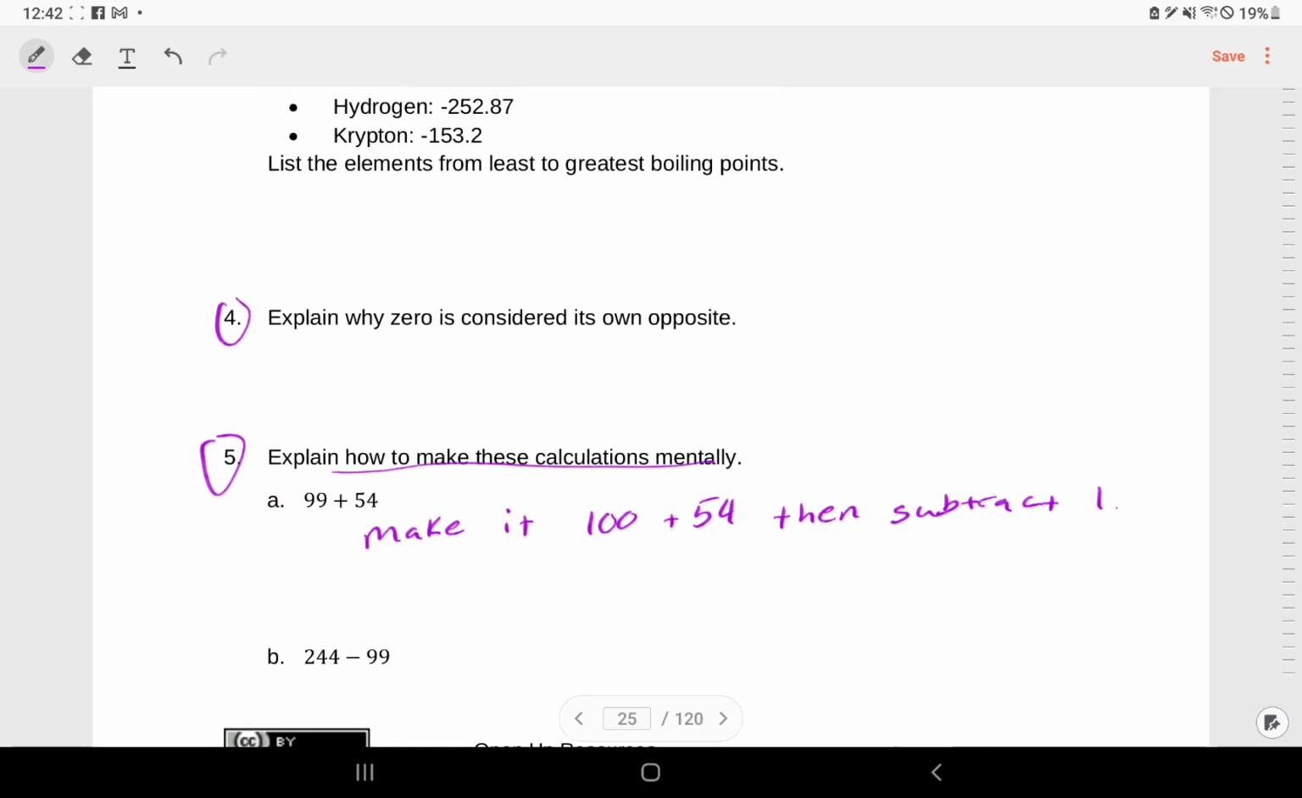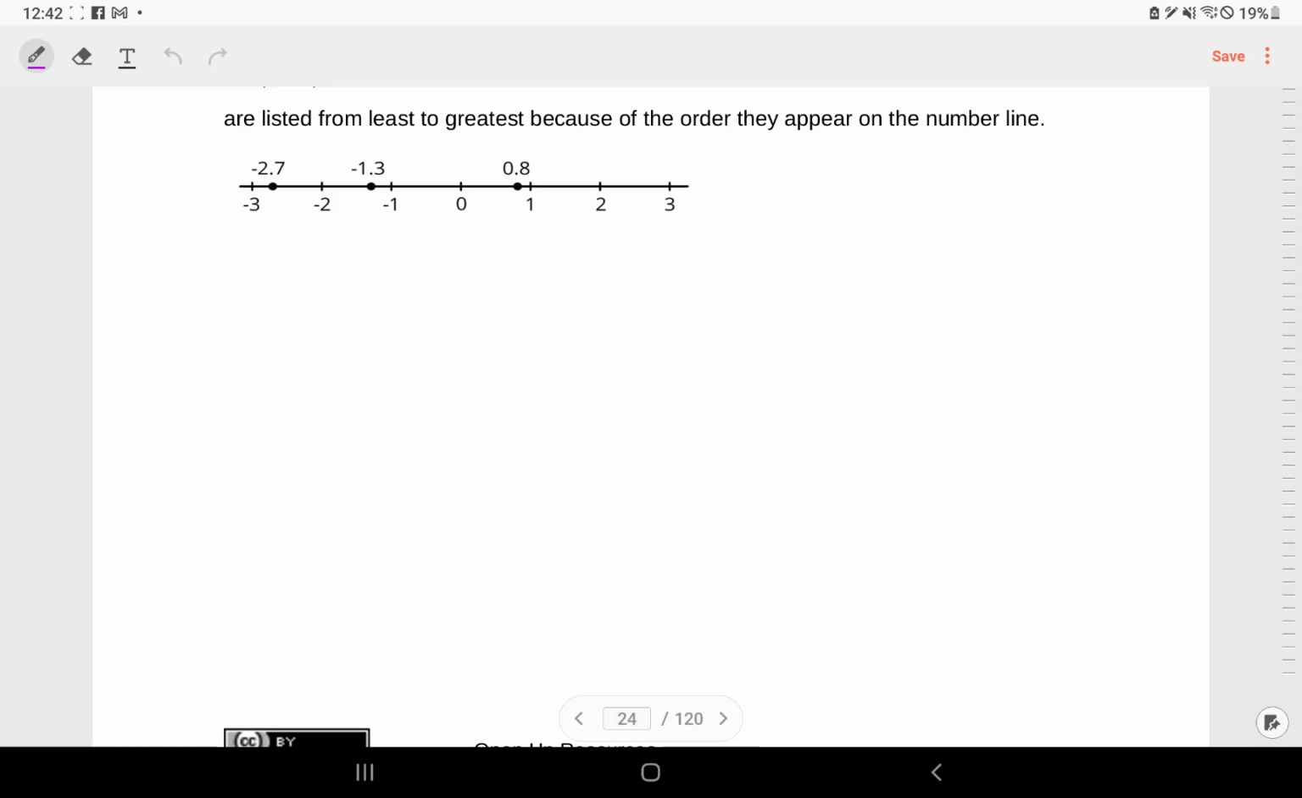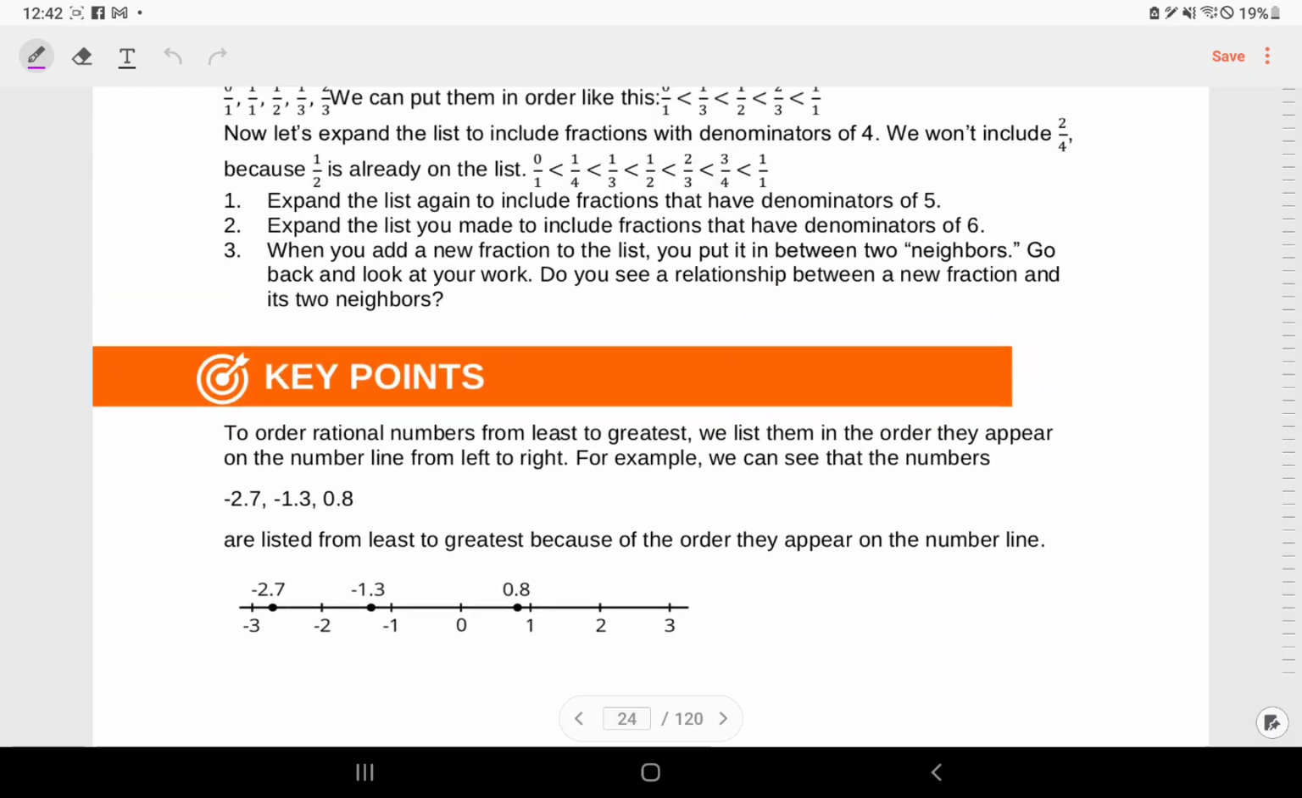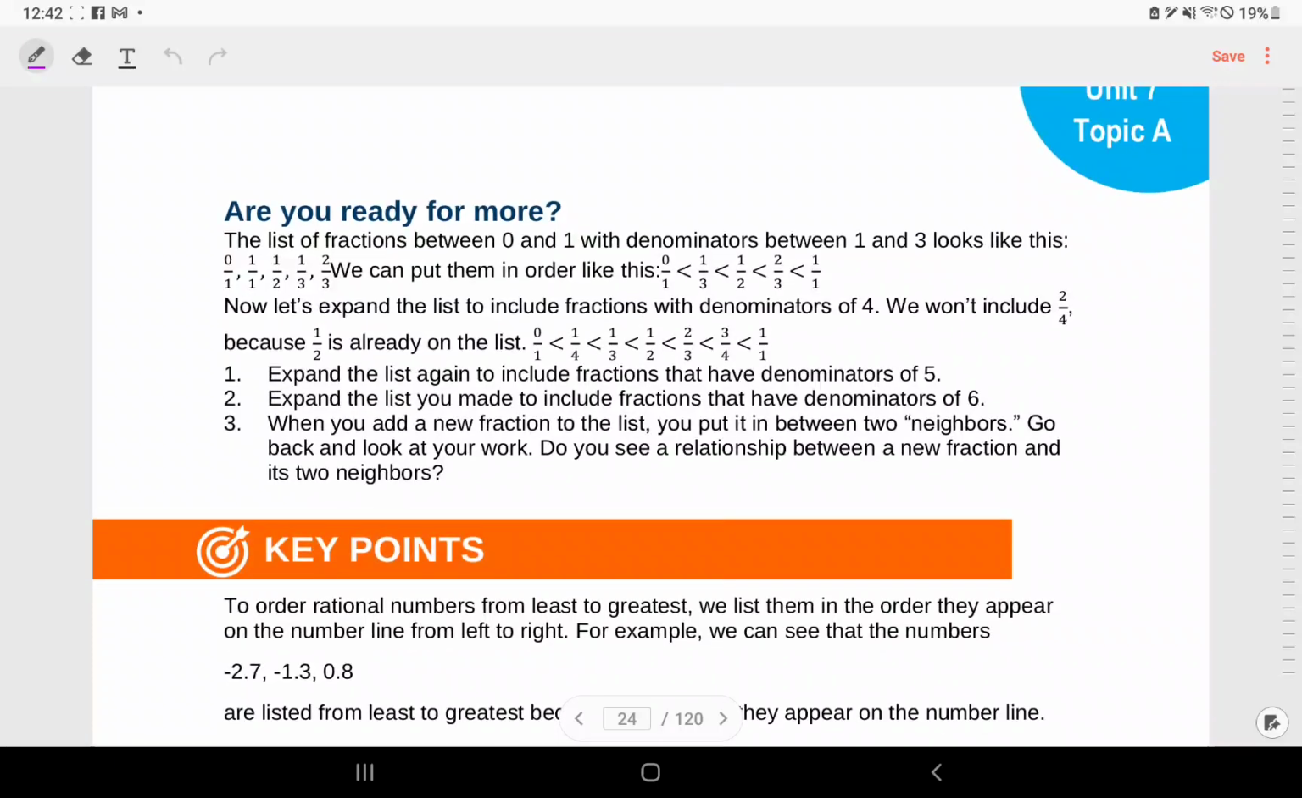Okay? Explain why 0 is considered its own opposite. Well, it's in the middle. So since it's in the middle, it's its own opposite because its distance from itself is 0. And so it's its own opposite.